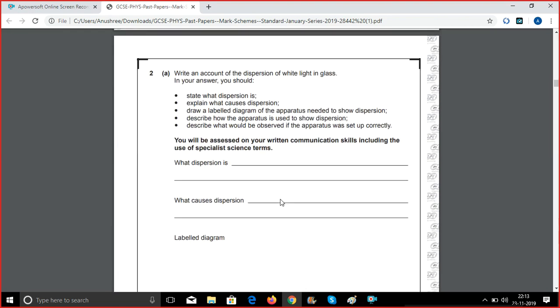Okay, see question 2. Write an account of dispersion of white light in glass. In your answer you should state what is dispersion. Okay, one by one. So what is dispersion? Dispersion is when white light passes through a triangular glass prism, and it's split up into 7 colors, which is the visible range. Yes, this is basically dispersion. That's very correct. Now the next one, you just write it.